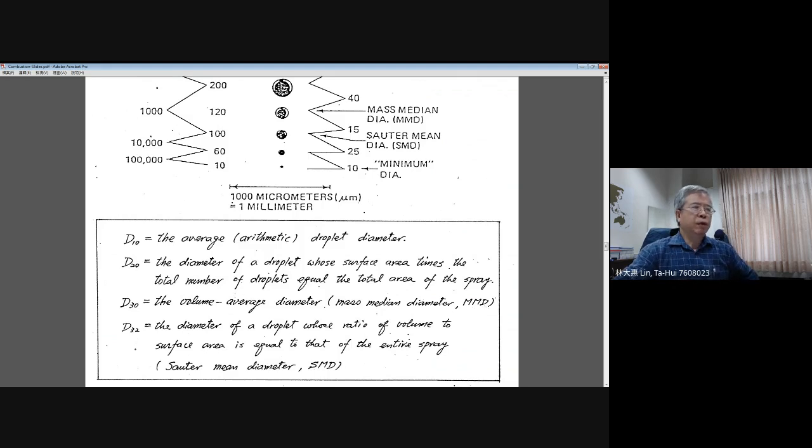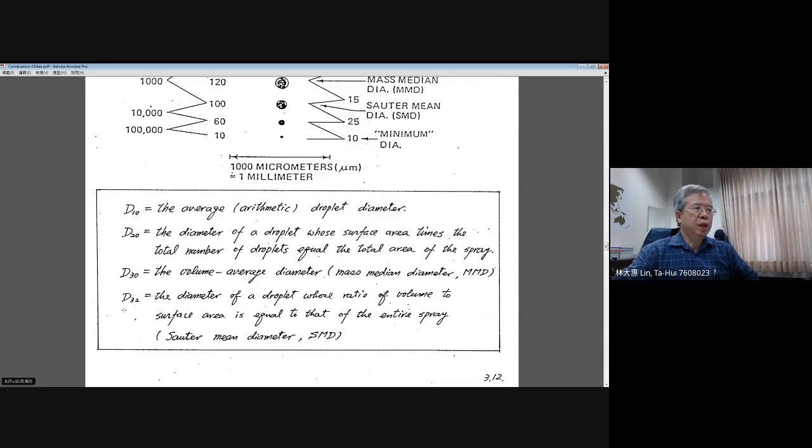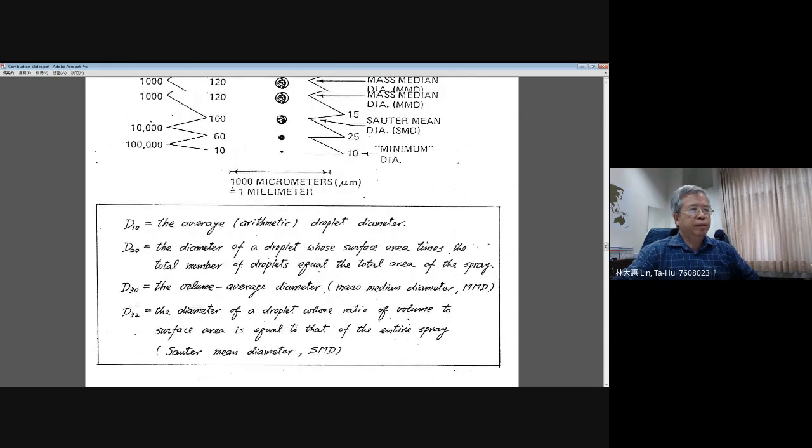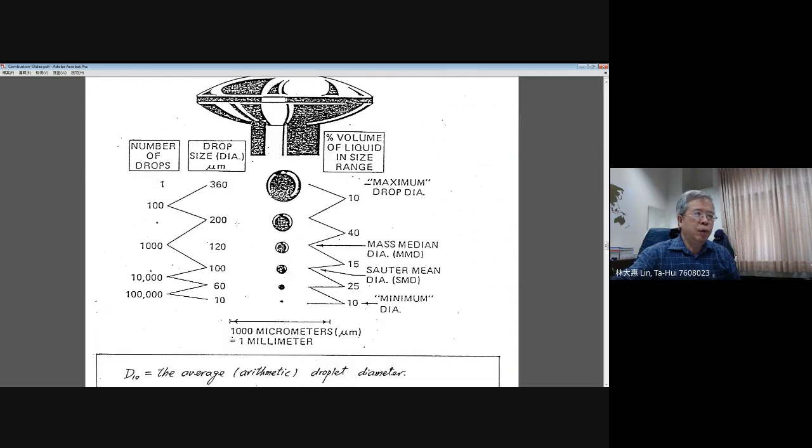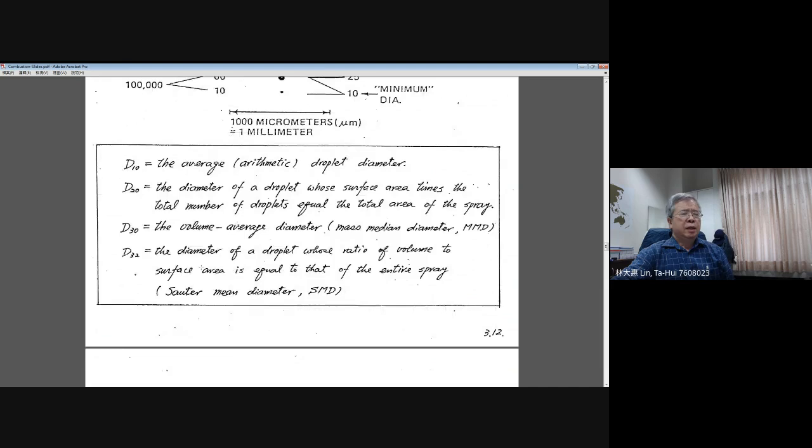The most important for combustion application, we use the so-called D32. D32 means J equals 3. J equals 3 means you calculate the total volume of your droplets, right? And K equals 2, then you calculate the total surface area of your droplets. Total volume divided by total surface area, and you will have an average diameter, right? Then this average diameter will represent two important characteristics together. The numerator represents the total volume you may have.